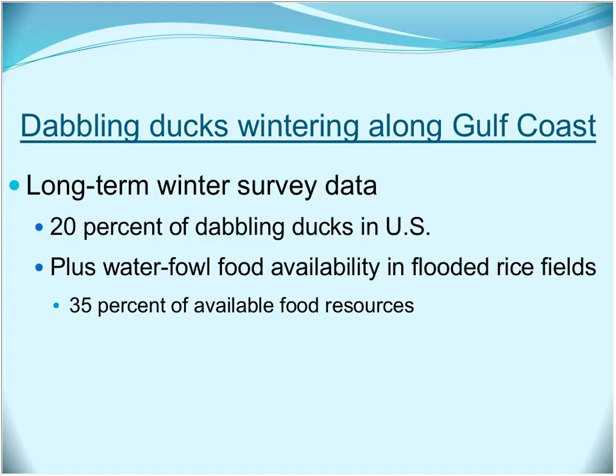Roughly 20% of the dabbling ducks in the U.S. make their winter home along the Gulf Coast, and when you consider the food availability from these flooded rice fields, it represents on an annual basis somewhere in the neighborhood of 35 to maybe 40% of the food available resources for these animals.